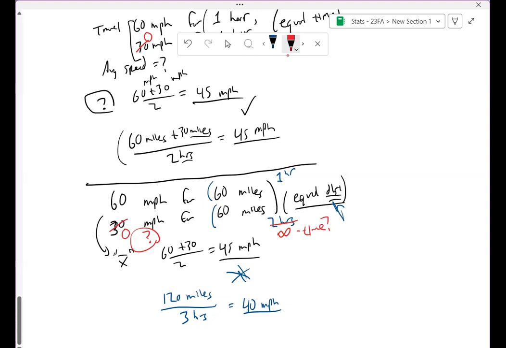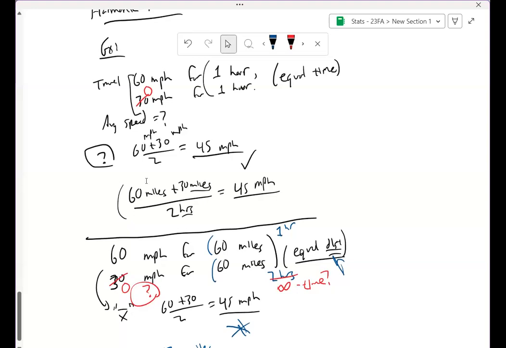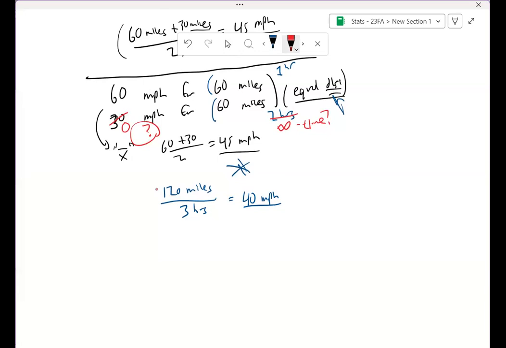So we clearly see that this is a different structure we're working with here. If we travel equal distances at certain speeds versus equal times. Equal times, we can average things like normal. Equal distances, it turns out that the harmonic mean is the way to go. The harmonic mean is n over 1 over x1 plus 1 over x2 out through plus 1 over xn.